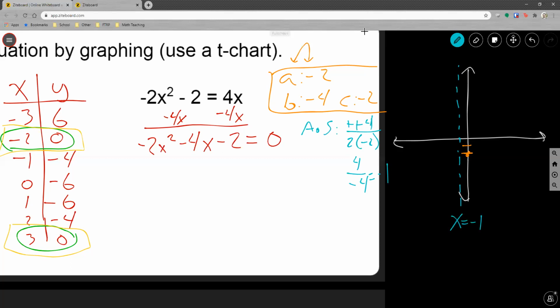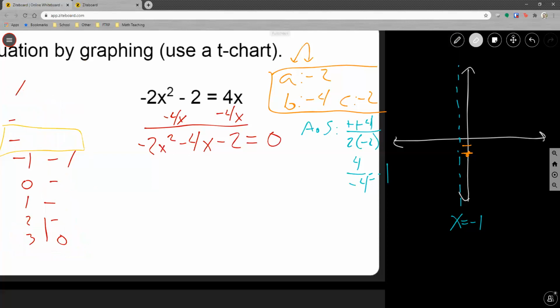I could then plug in my axis of symmetry to find my vertex if I want to. Actually, we'll be plugging in -1 in a second, so I'll go ahead and do that when I do my t-chart. So let's build the t-chart really quick. And actually, I'm going to delete this stuff from the previous one so I've got some room to work.